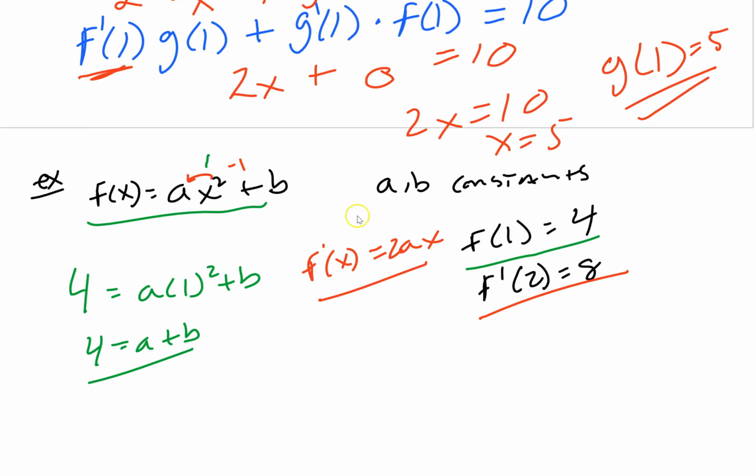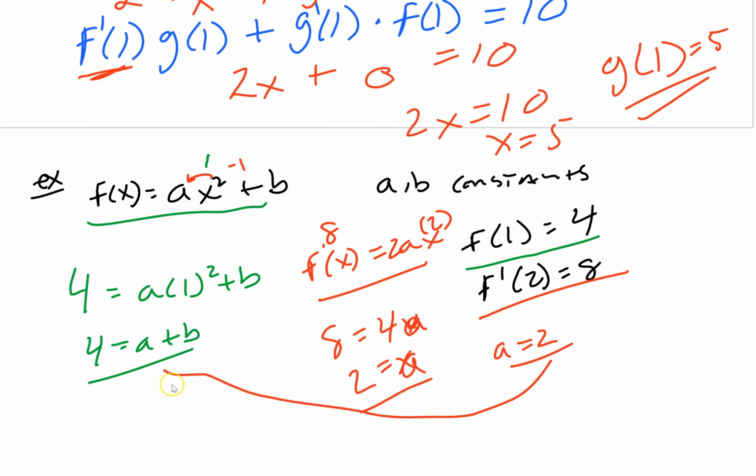Now when I plug in 2, it should equal 8. So plug in 2 for x. It should equal 8. I'm going to get 8 equals 4a, since x is 2. So there's only an a left. So a equals 2. And now you can plug that into this equation and get 4 equals 2 plus b. Subtract that. b equals 2 also.